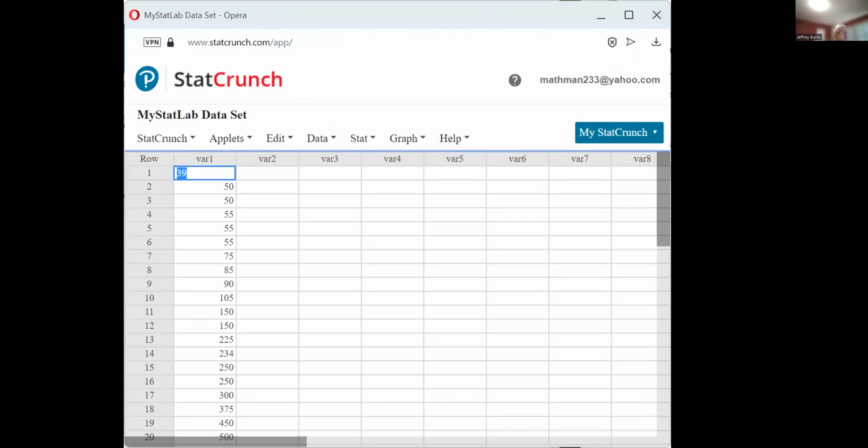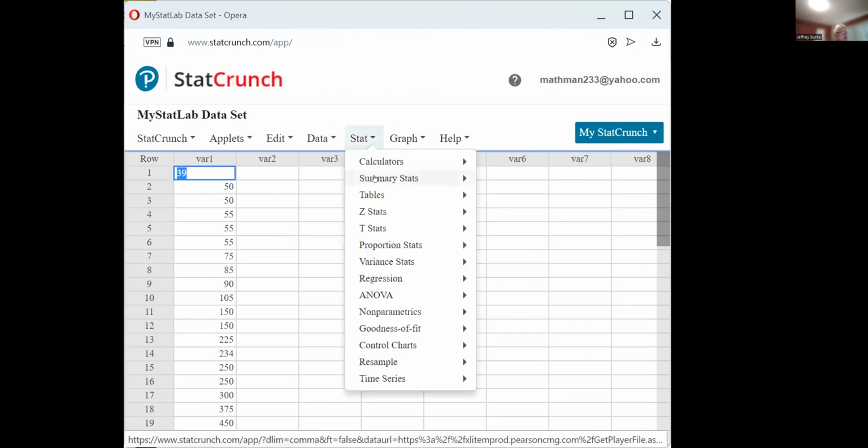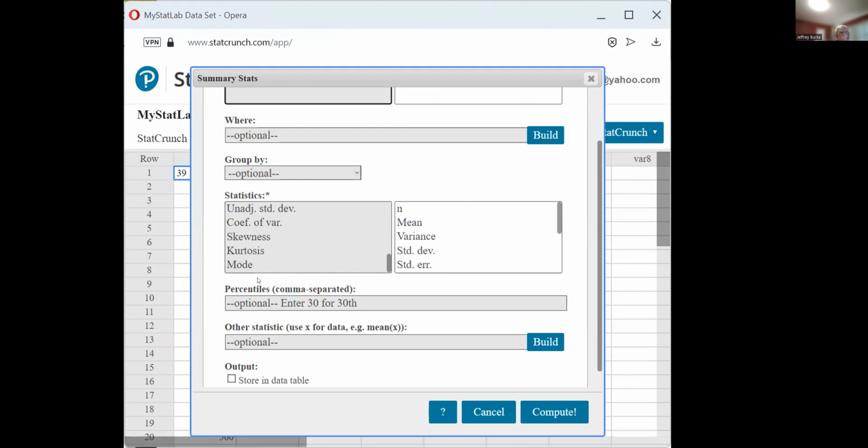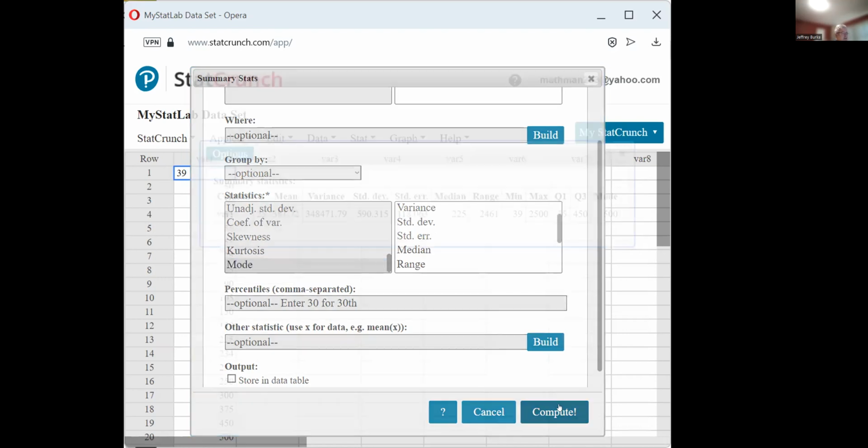Okay, and here's the new set of data that's open in StatCrunch now. So I'm going to go to Stat, Summary Stats, Columns. I'm going to pick var1. That's the column I'm looking at. It says it does want the mode, so I'm going to make sure to hold the Control key down. The Control key is in the bottom left corner. And then go ahead and click on that. Since it does have mean, it does have a median here. It doesn't have mid-range, but again, we're going to calculate that. We're just going to hit compute.